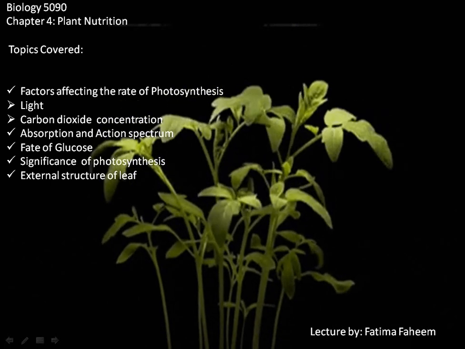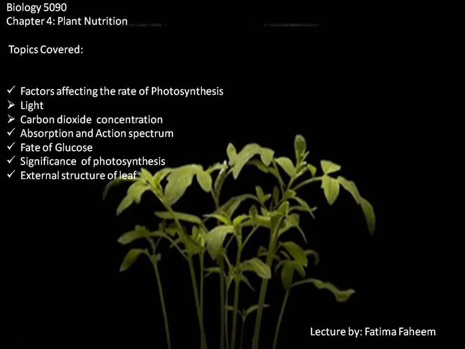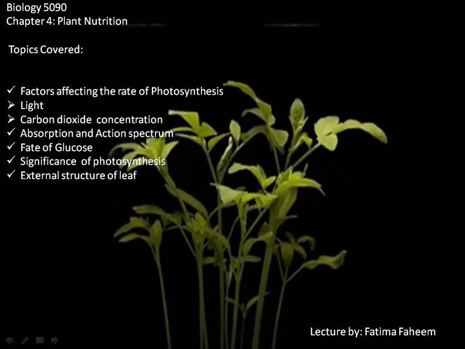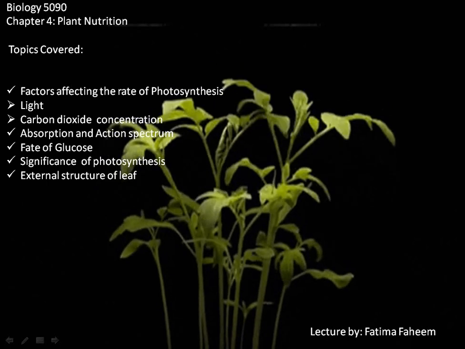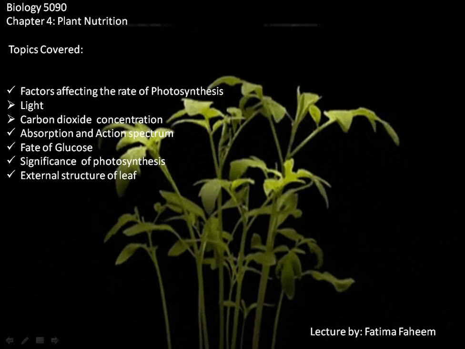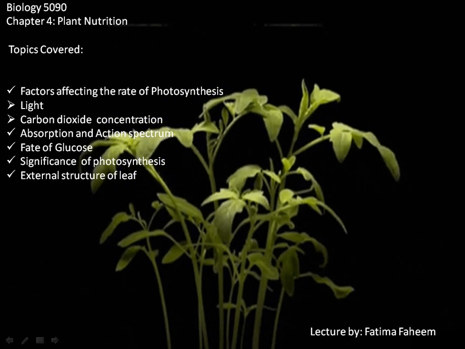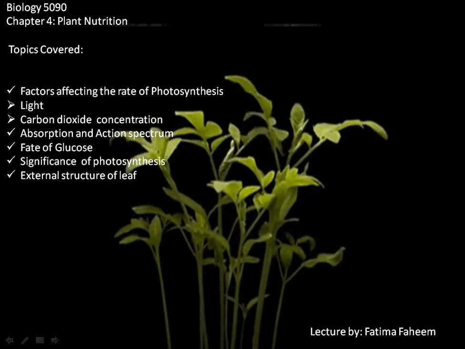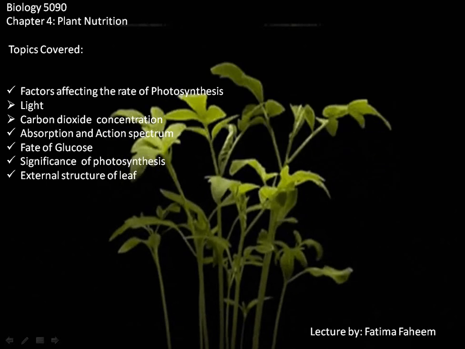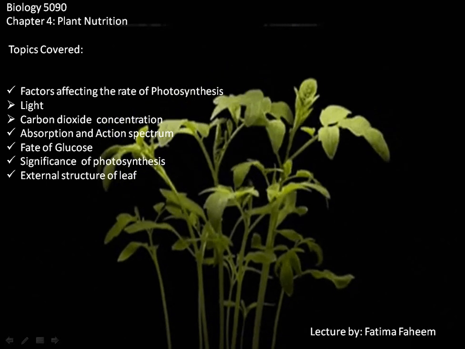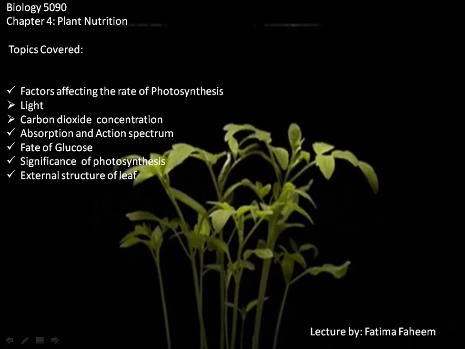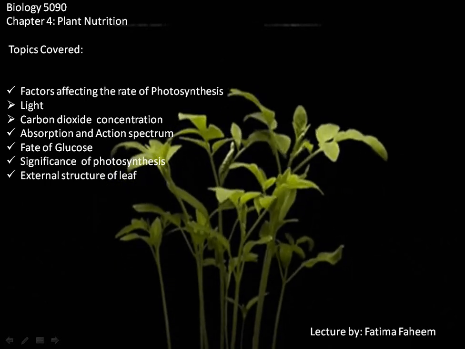In detail, in today's lesson, we will see the effect of light and carbon dioxide concentration on the rate of photosynthesis, and then we will see the absorption and action spectrum, what they tell us about. Then we will see the fate of glucose, that is, what happens to glucose which is formed during photosynthesis. Then we will see the importance or significance of photosynthesis. Then we will see the external structure of the leaf.